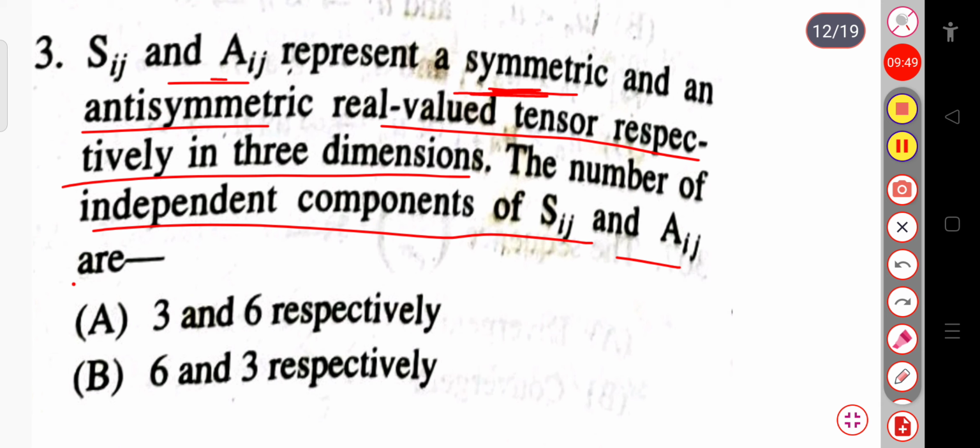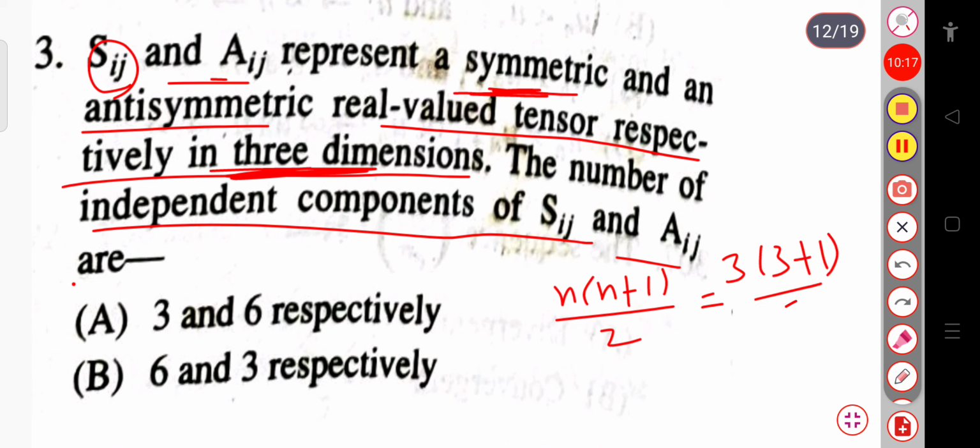So for the number of independent components for the symmetric tensor, you will write n into n plus 1 by 2. So here the rank is 2. Sorry, here you have to take the dimension because n is your dimension simply. So here it is given, this is your 3 dimension. So simply this will be 3 into 3 plus 1 divided by 2. So that will be equal to 3 into 4 divided by 2. So 2, 4 get cancelled. So that is equal to 6.